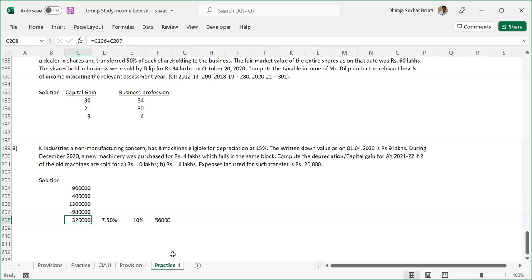While calculating, please note that it is given that old machines are sold. That means whatever is left with you is the new machine. Whatever balance you have is the new machine. Make sense? So only one machine was bought, right? The old machines, 8 of them, were 9 lakhs.